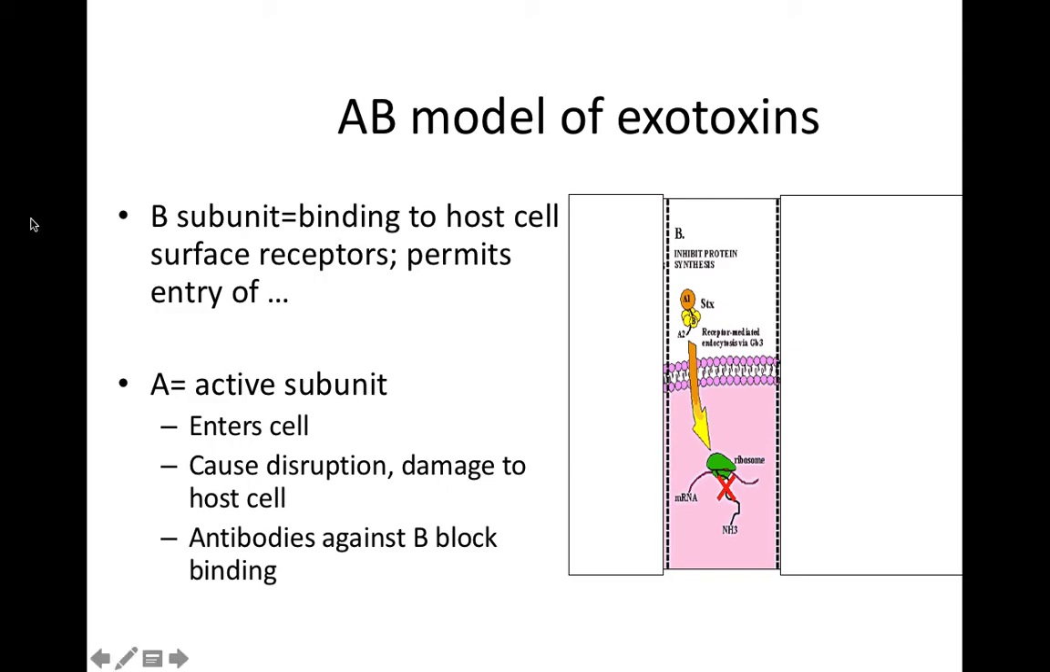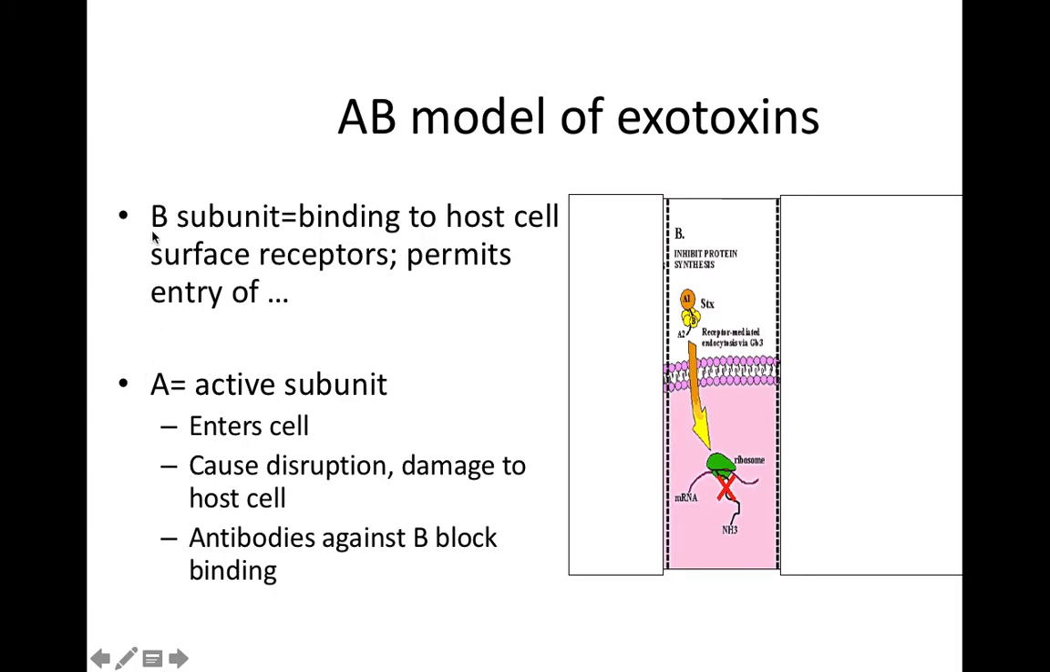So if you could somehow block the B subunit from binding to the host cell, the A subunit, which is the mischief maker, the trouble, this is the active subunit. If B doesn't bind, A can't get into the cell, and it's the A that's going to cause the disruption in normal function within the host cell.